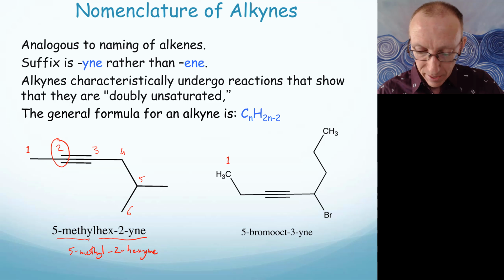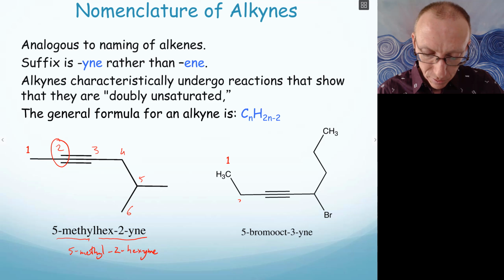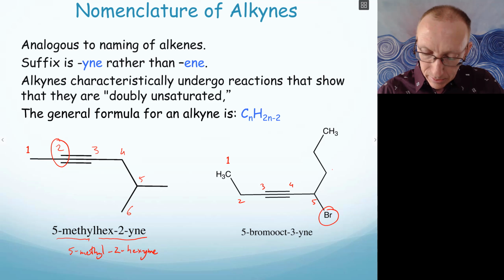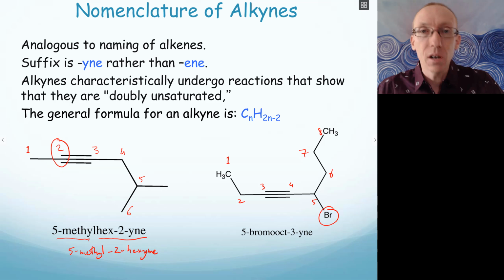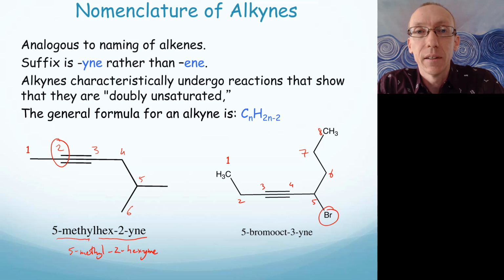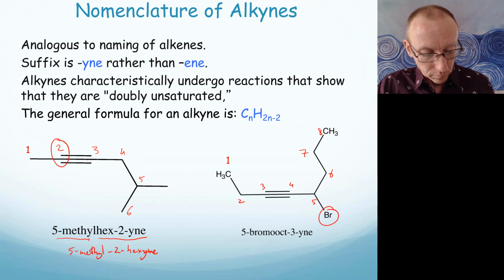And then similarly, this compound here, we've started numbering here, 2, 3, 4, 5. We've got a bromine at 5, so it's a 5-bromo, 6, 7, 8, so it's oct as the stem, so it's 5-bromooct-3-yne as the name of that compound.